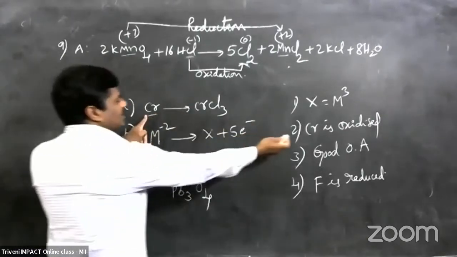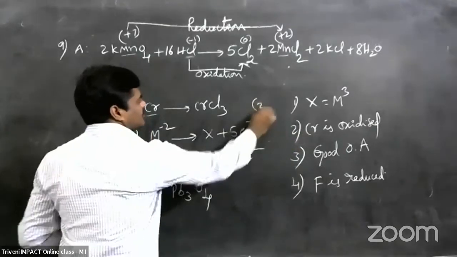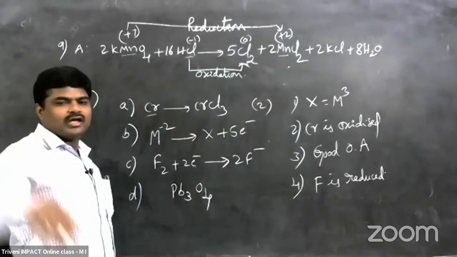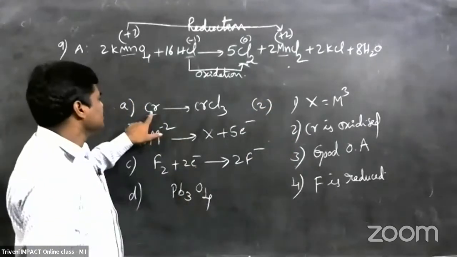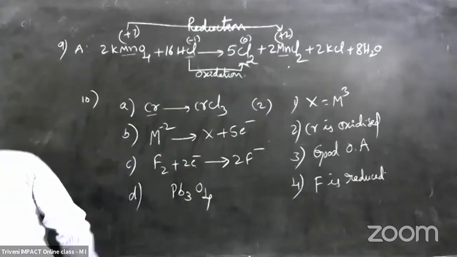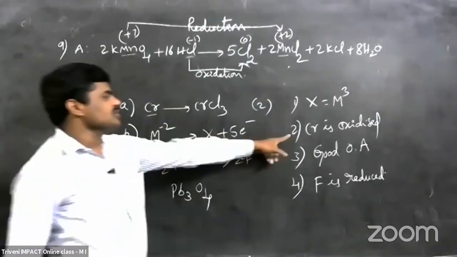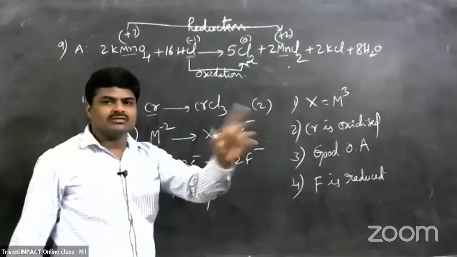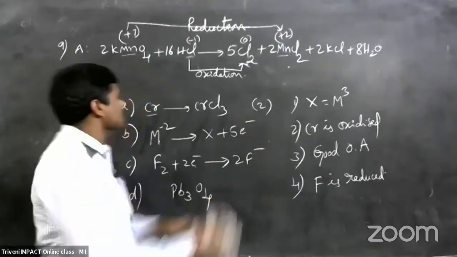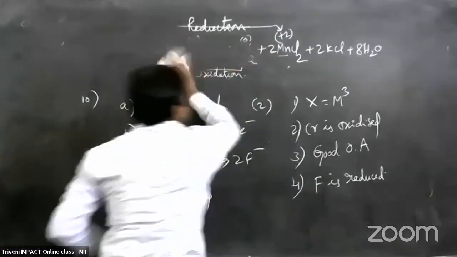Cr is there, so second option. Okay, I will say it, all of you listen. Cr gives rise to CrCl3. Here Cr is oxidized. In the four options, only the second option is left for Cr, so Cr is oxidized. Why is Cr oxidized? See here.